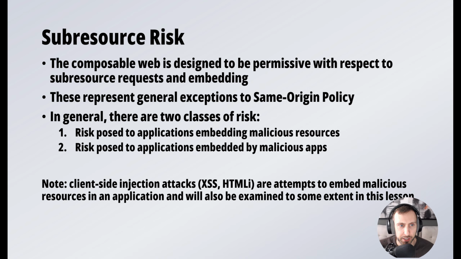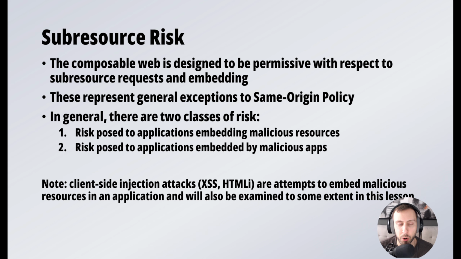So when thinking about the risk of the composable web and sub-resources, we're thinking about same origin policy again, and what protections exist to protect one application from another. The problem with same origin policy is that there are a number of exceptions that exist in order to facilitate embedding of cross-origin resources. So in general, because of these exceptions, there are two classes of risk that can arise.